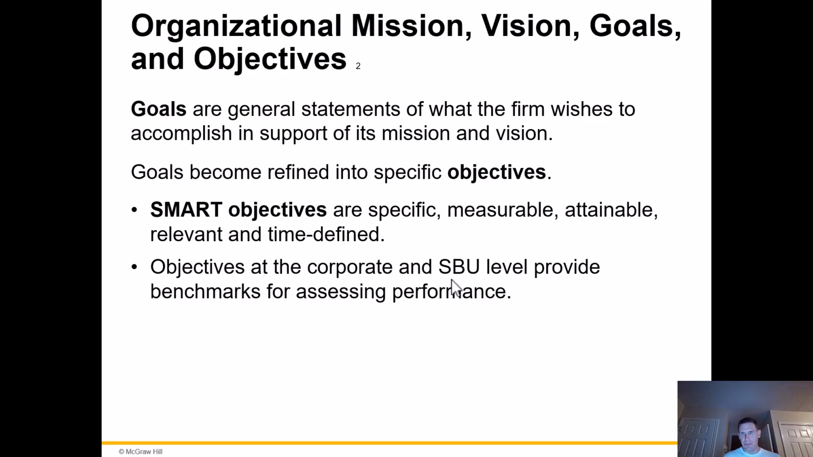Goals are general statements of what the firm wishes to accomplish in support of its mission and vision. Goals can become refined, or should become refined, into specific objectives. And this is where we have this term SMART objectives or SMART goals, the acronym standing for specific, measurable, attainable, relevant, and of course time defined. Objectives at the corporate and SBU level provide benchmarks for assessing performance. So, what metrics are we using to assess how we did against our benchmarks?